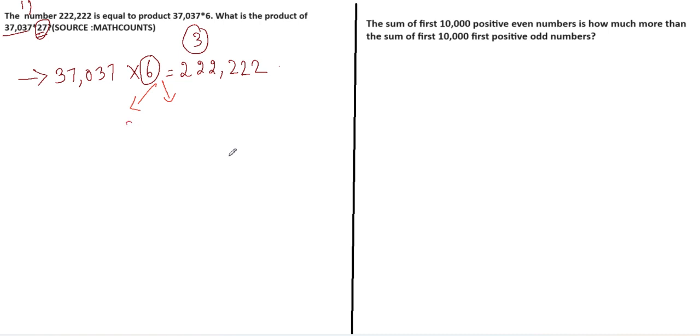So this 6 you are going to write as 3 into 2. So 37,037 into 3 into 2. What is the answer? You get the same 2,22,222. Now I need to find the answer of 37,037 into 3 only. Because once I find the value of into 3, very easily I can find the value of 27 as well. That's the idea behind it.